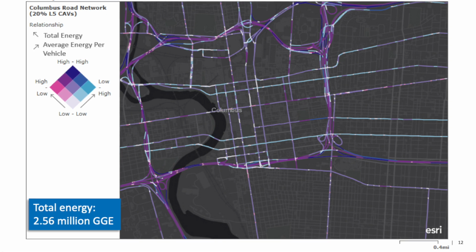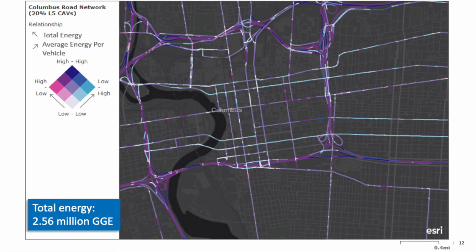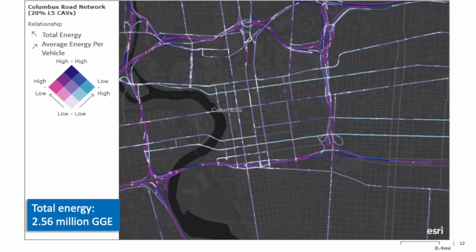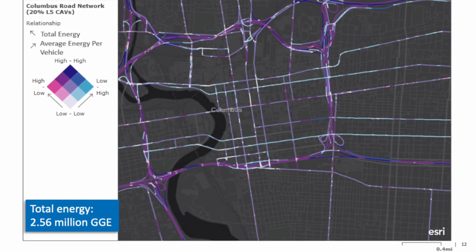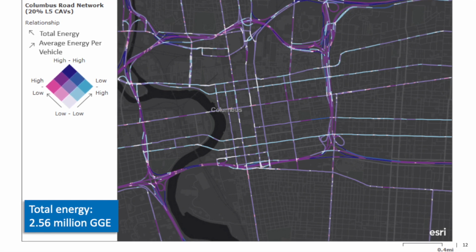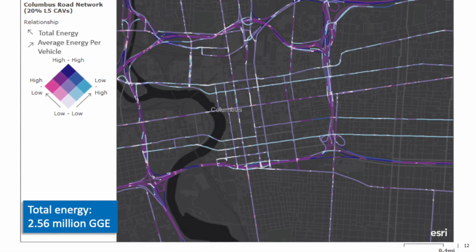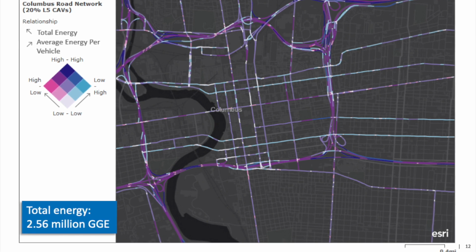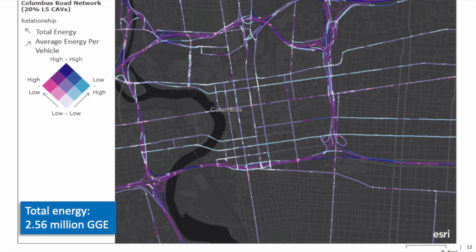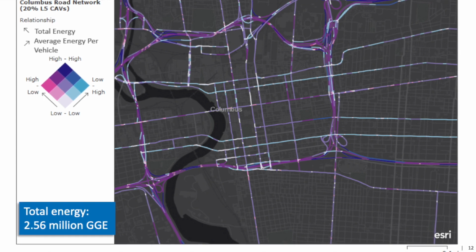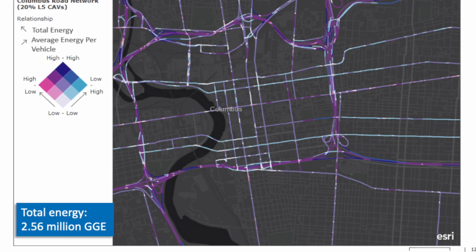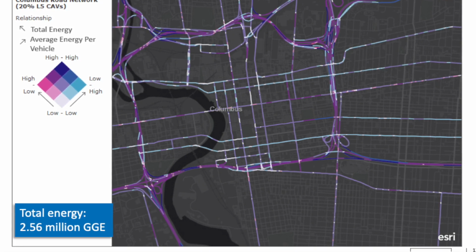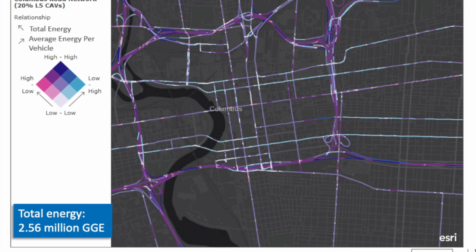When we inject more connected and automated vehicles, you can see a pretty significant shift on many of these segments towards the purple end here, which is a good thing. As we shift this direction on the symbology scheme, we're seeing an increase in efficiency on the road segment. There's a relatively minimal impact on the total energy, but the vehicles are still better able to get across these segments more efficiently.